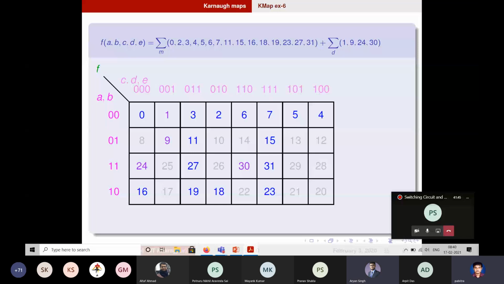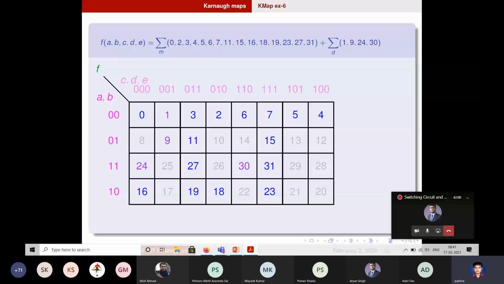The top row is 0, 1, 3, 2, 6, 7, 5, 4. This is one. And the third column has another 8, its reflection: 3, 7, 11, 15, 27, 31, 19, 23. Okay, so these are the two 8-sided cubes.